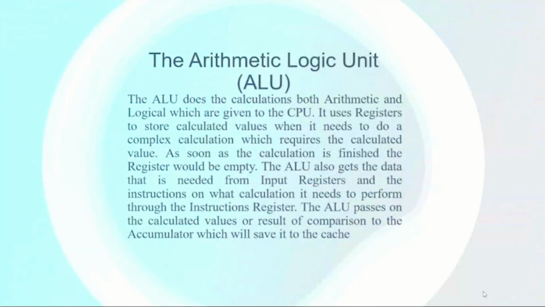Next, the arithmetic logic unit, which we talked about earlier. The arithmetic logic unit, or ALU, does calculations both arithmetic and logical, as in the name, which are given to the CPU. It uses registers to store calculated values when it needs to do a complex calculation which requires those values. As soon as the calculation is finished, the register will be empty for future values. The ALU also gets data that is needed from input registers, and the instructions on what calculations it needs to perform through the instructions register. The ALU then passes the calculated values or result of comparison to the accumulator, which will save it to the cache.